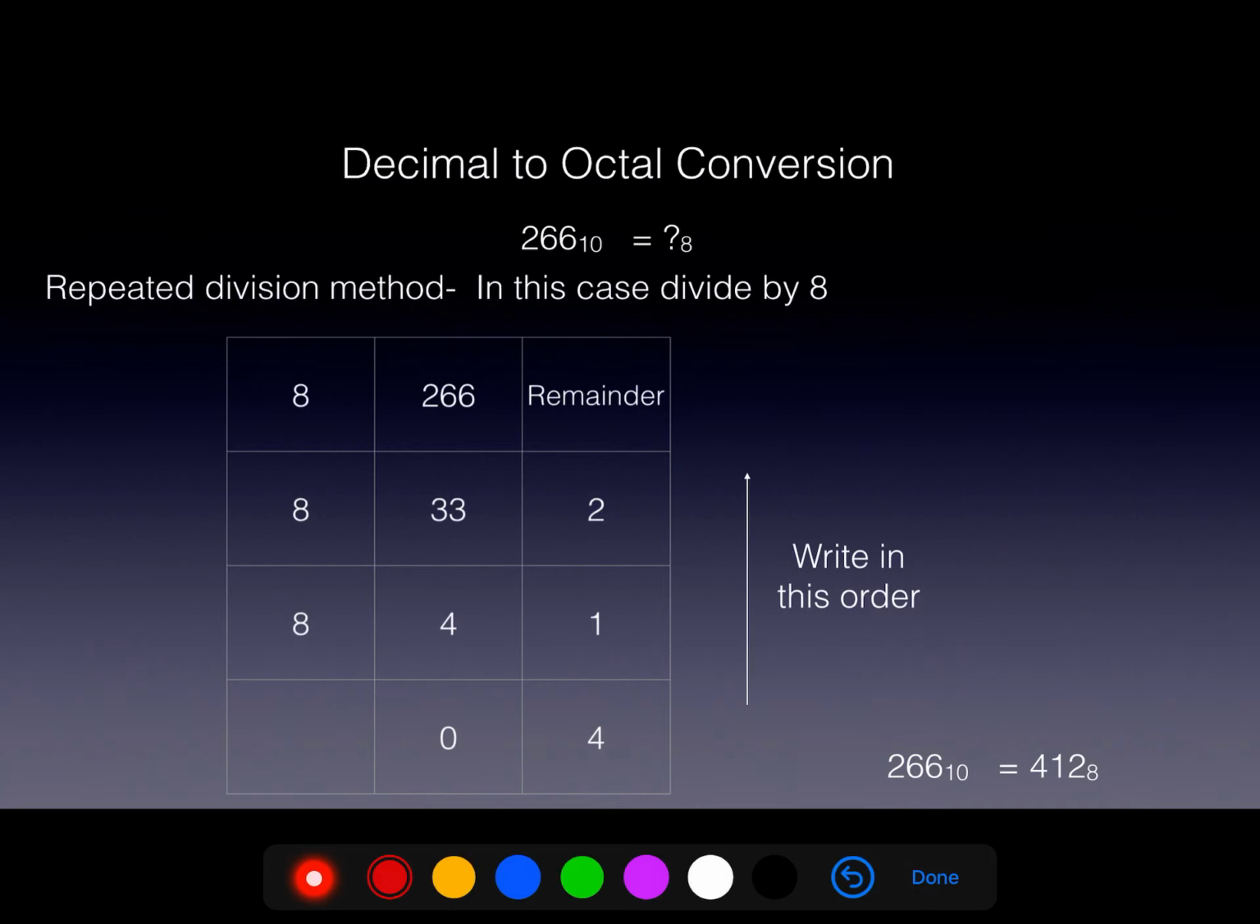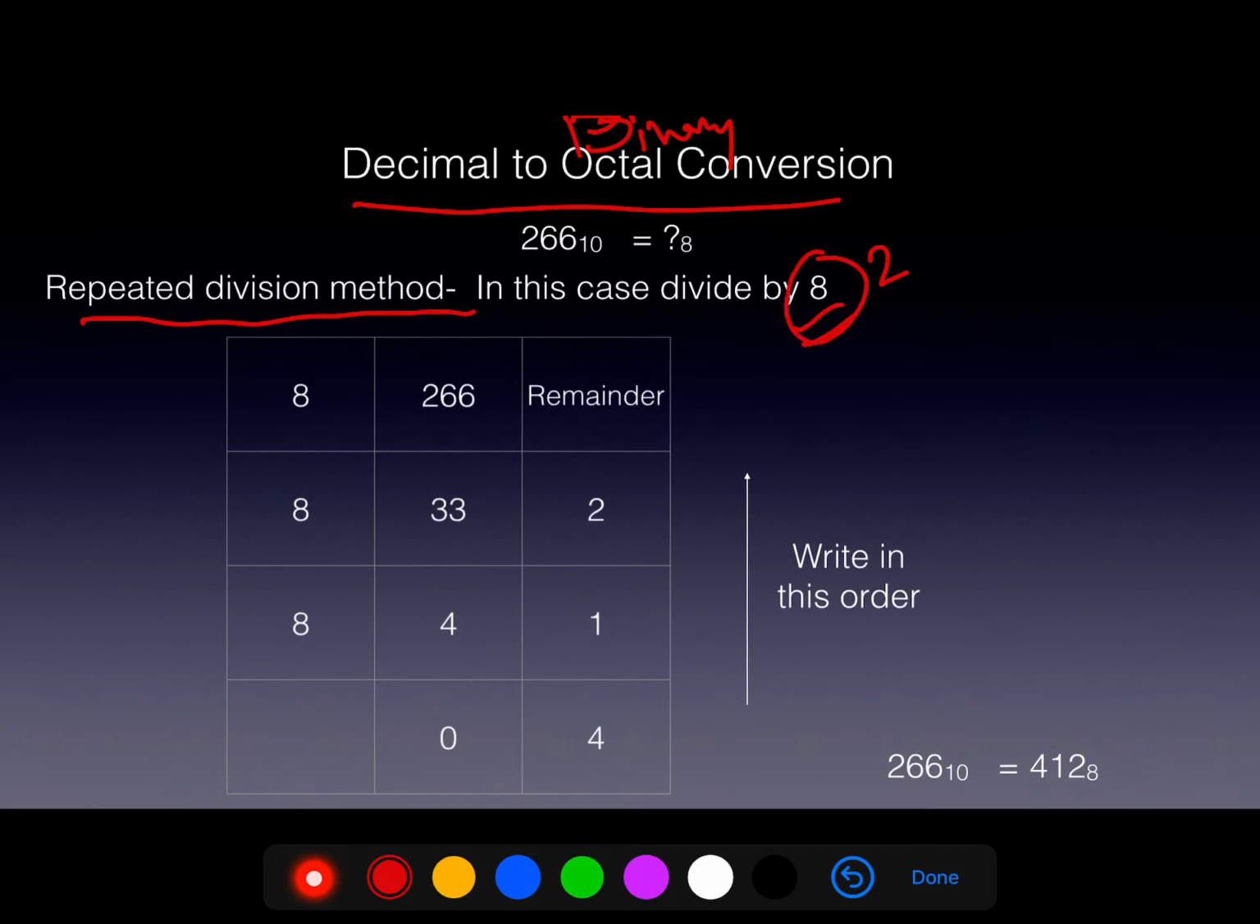Now, how will we convert a decimal number to an octal number? It is exactly the same way we used to convert decimal to binary. There we were doing repeated division by 2, but here we will divide by 8 because we want to convert decimal to octal. Keep this as a note: for converting decimal to octal we will do repeated division by 8.